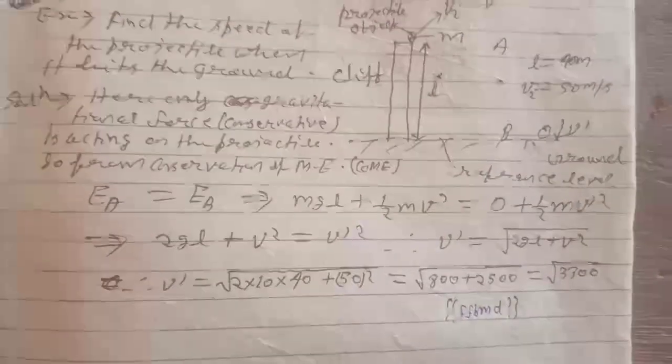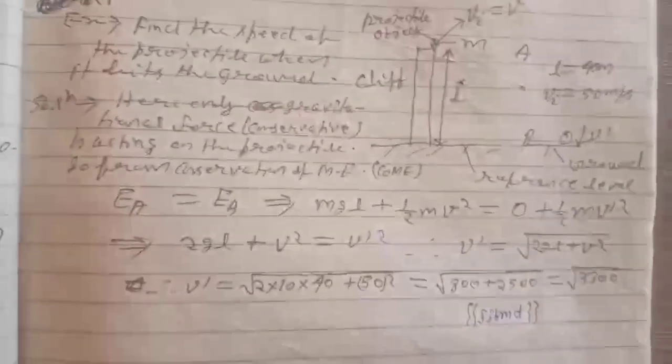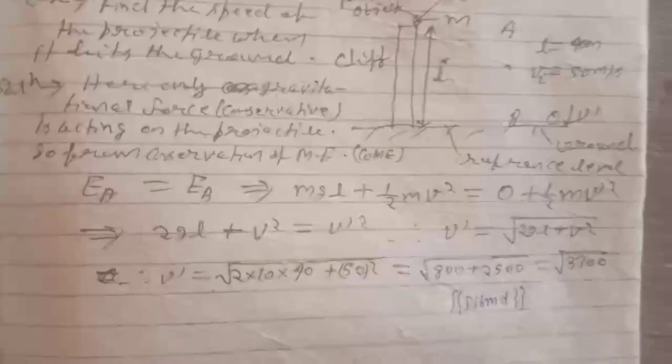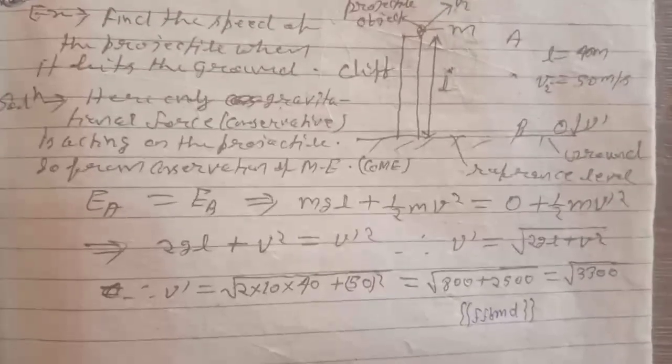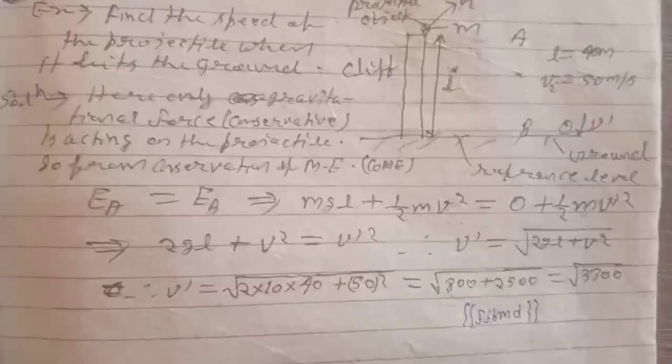3300, the answer. So this is the end of the work energy theorem, and we will see you again in the next lecture.